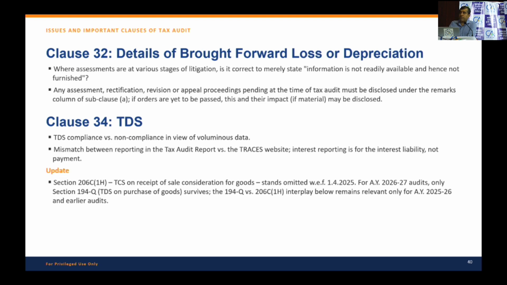Brought forward losses and Chapter VI-A clauses generally come out of the computation. So we tend to give a disclaimer that we have not verified the computation. It is the computation prepared by the assessee, and on the basis of those computations we have reported the amount. This is something which one should keep in mind.